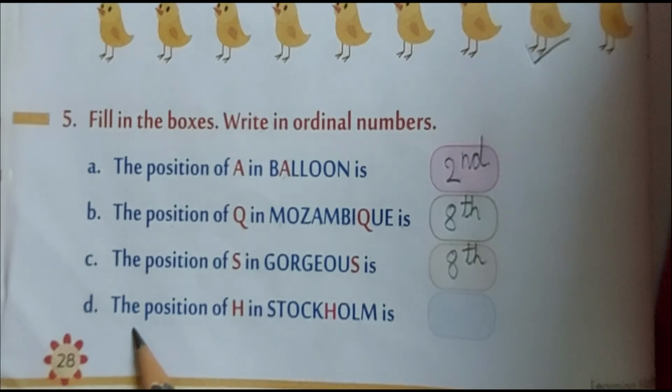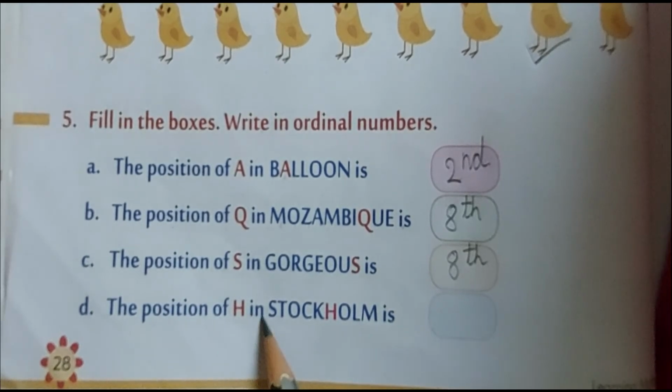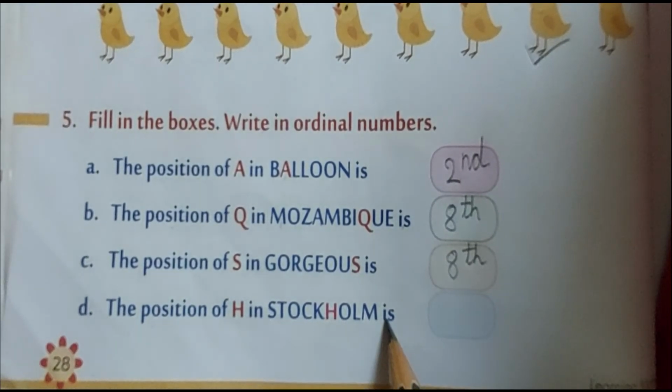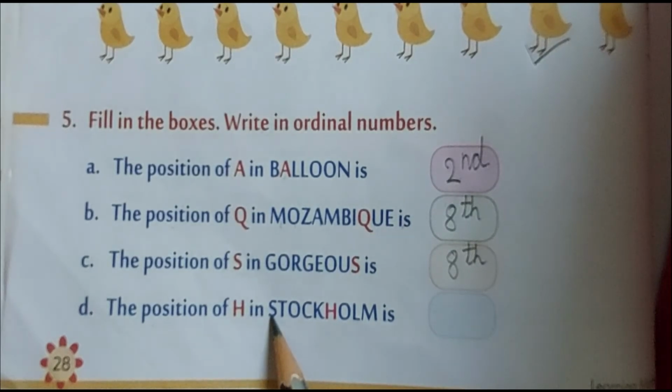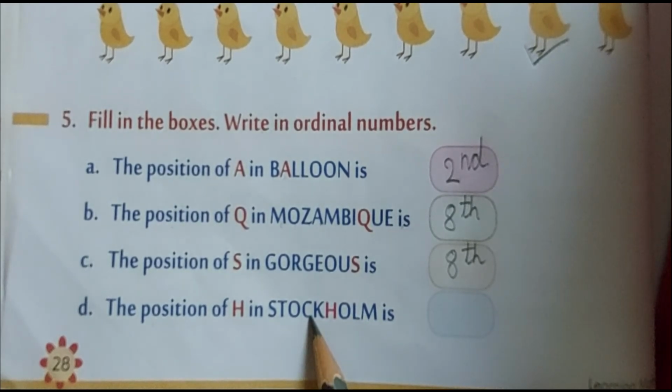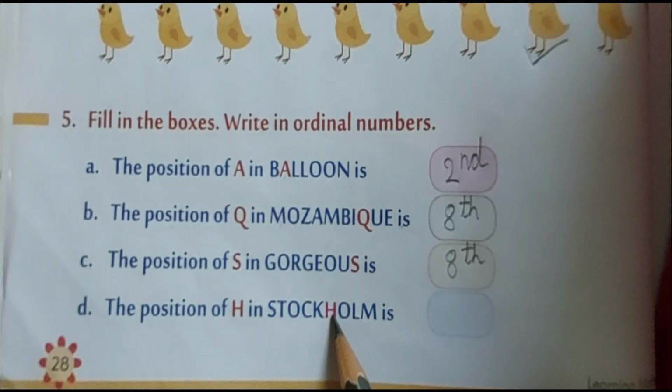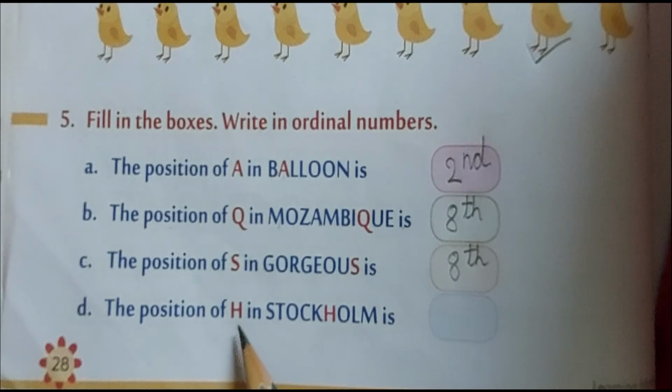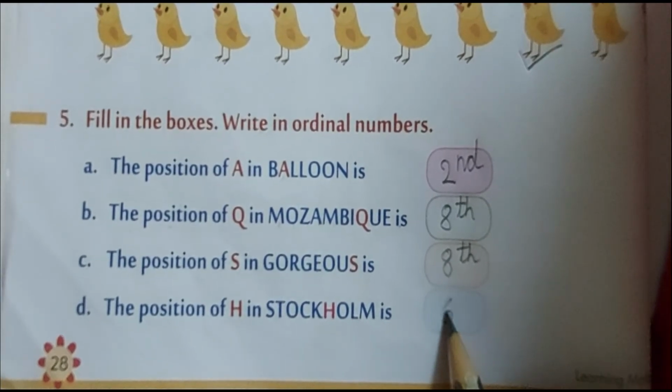And the next one, the position of H in Stockholm is. Let us count. S is first position, T is second position, O is third position, C is fourth position, K is fifth position, and H is sixth position. In Stockholm, H is in sixth position.